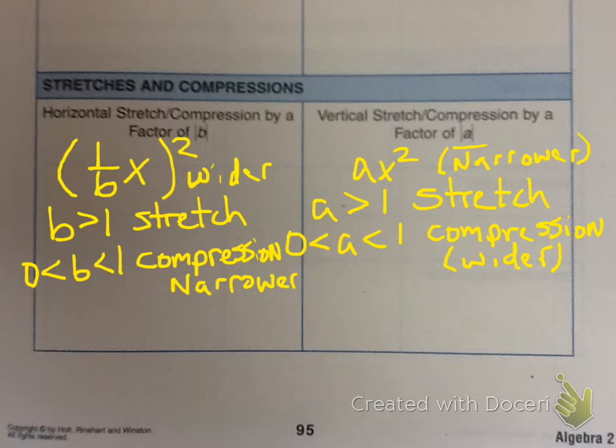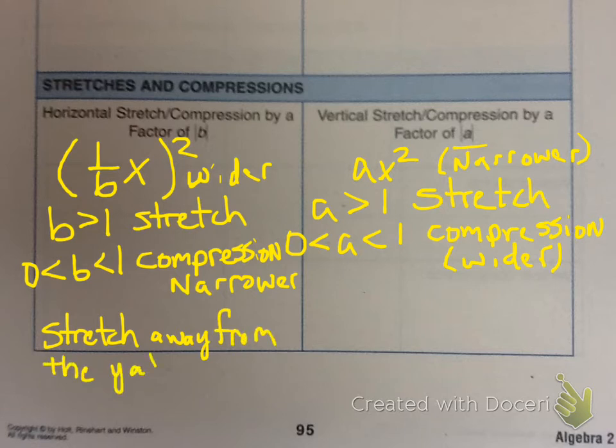So I would keep that in mind. Also notice how this is 1 over b. So think opposite. And I'll show you that in an example in a second. But again, when we talk about horizontal stretch, we're stretching away from the y-axis, whereas in vertical stretch, we're stretching away from the x-axis. This would be where, again, I'd make sure I have my note card ready for this when I'm taking the quiz or the test.